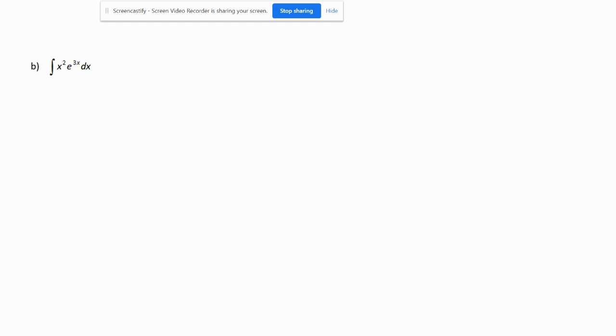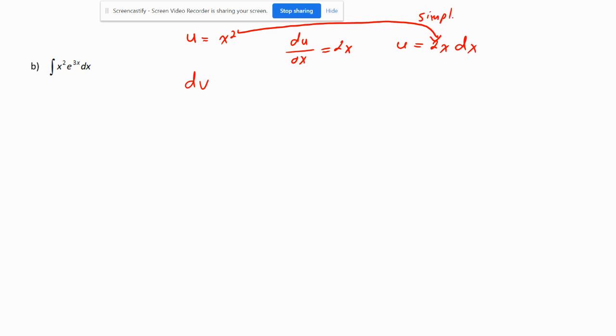We have x squared e to the 3x dx. When we're choosing our u and our dv here, again, from u to du, x squared becomes 2x, which is simpler. So du equals 2x dx. From u to du, it has to get simpler.